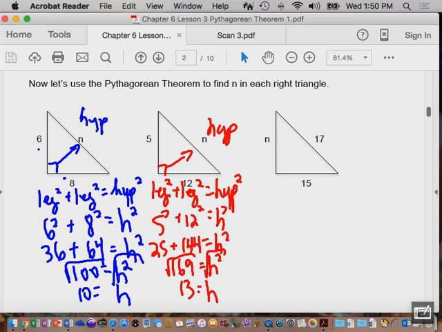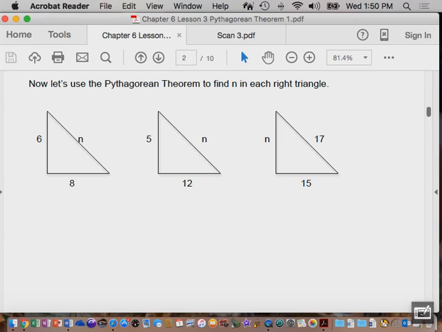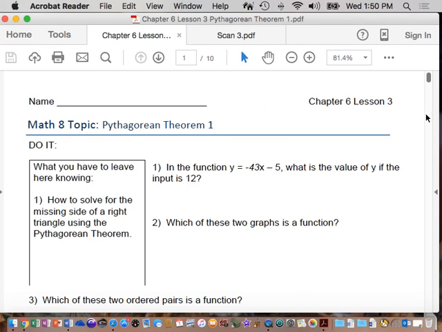Now, let's see you try. Don't solve this next one. Just set it up. Okay, set up the next one. Don't solve it.